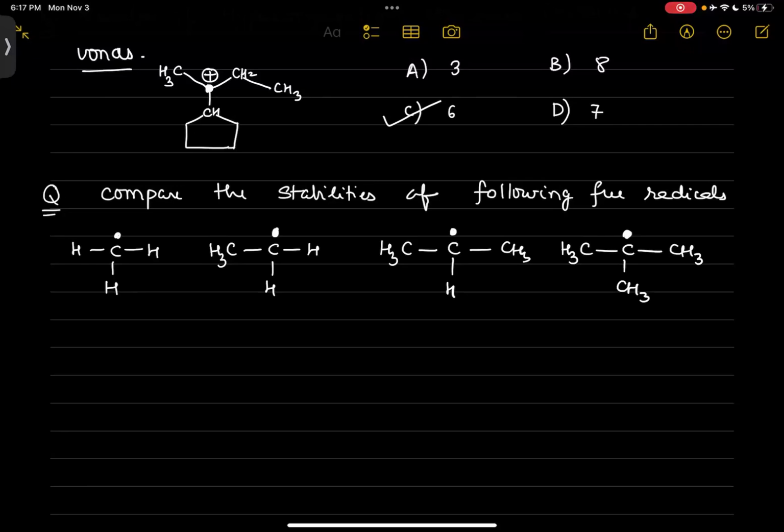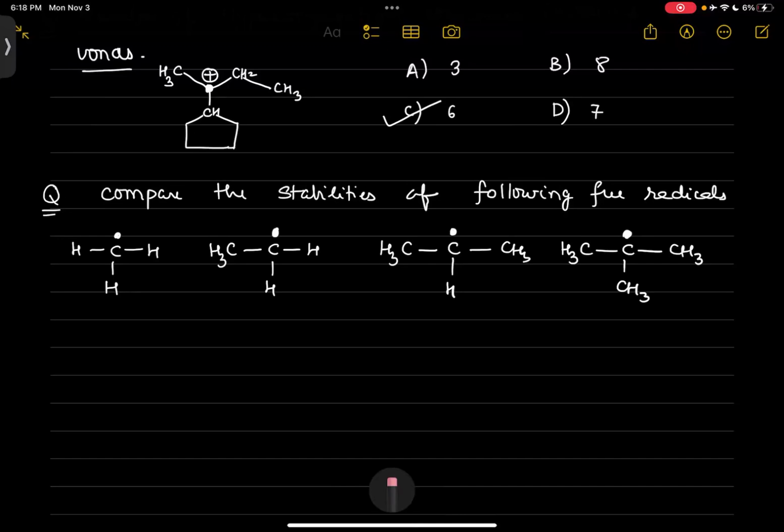Correct. There are no double bonds adjacent to these, but they could have participated in resonance if they were carrying double bonds on the adjoining carbon atom. Got it? But here there is no case of resonance. Okay. So how are they stabilized?